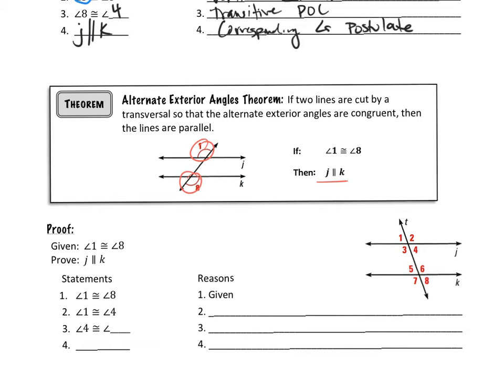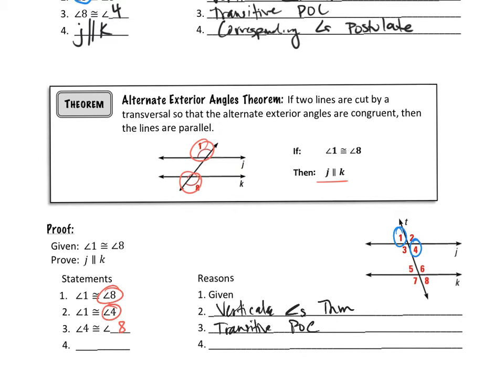So let's prove it. My first statement is given that angle 1 is congruent to angle 8. And statement 2 says angle 1 is congruent to angle 4. Well, angle 1 is here and angle 4 is here. So those are vertical angles, so they are congruent based on the vertical angles theorem. And then I have angle 4 being congruent to angle 1, which is also congruent to angle 8. So I can say that they are congruent to each other based on the transitive property of congruence.